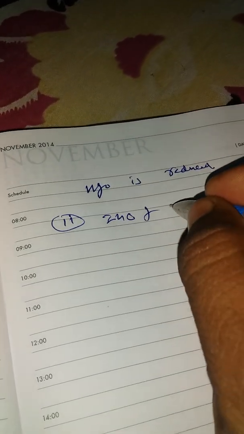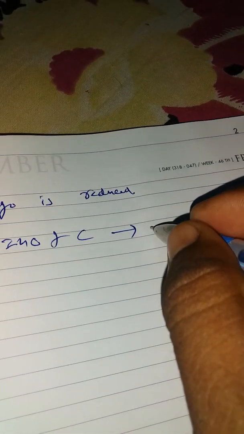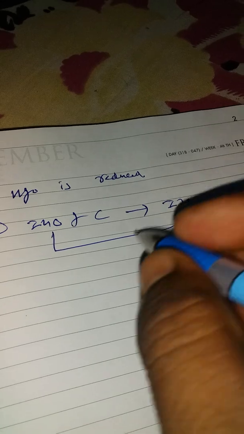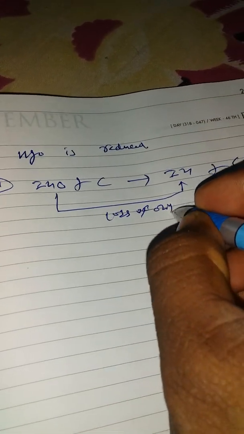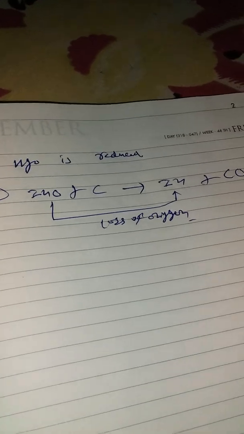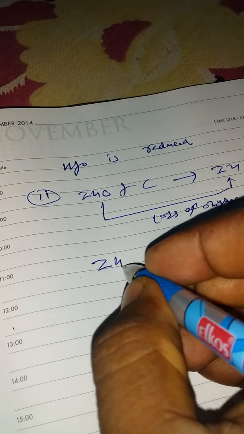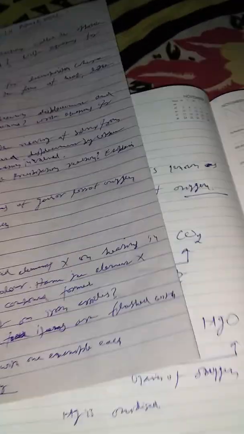Second, ZnO reacts with coke, that is a pure form of carbon, and forms Zn plus CO, carbon monoxide. Here ZnO converts into Zn, that is loss of oxygen. Therefore, we can say that ZnO is reduced.